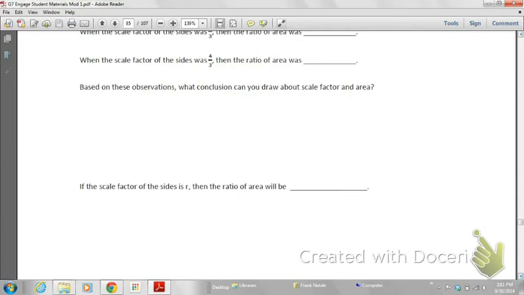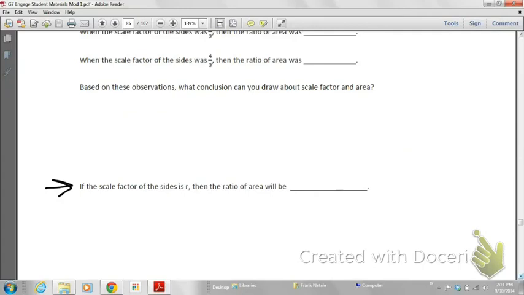Okay, so one last question that I skipped is this last one here. I'm reading right here: if the scale factor of the sides is R, then the ratio of area will be... Okay, so if you could think about that for a little bit. You can pause here. I'm just going to pause and not say anything for a couple seconds, but pause and then come back.